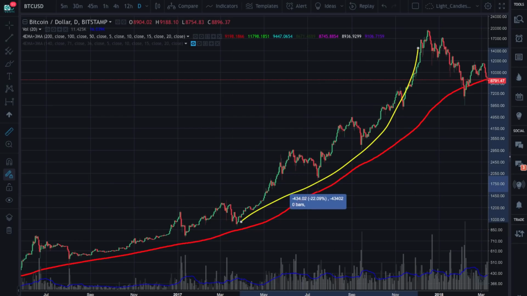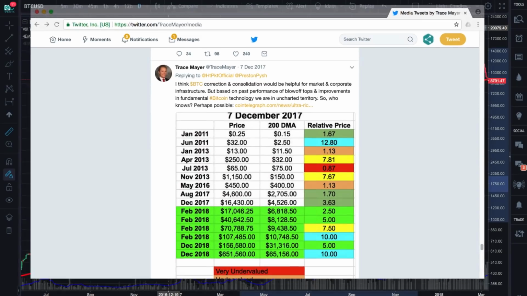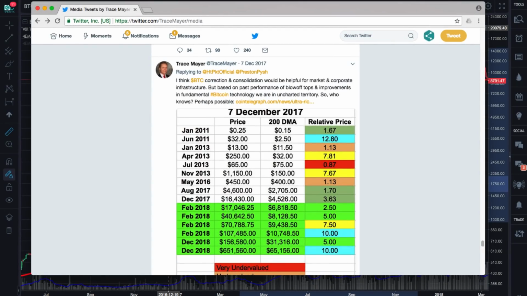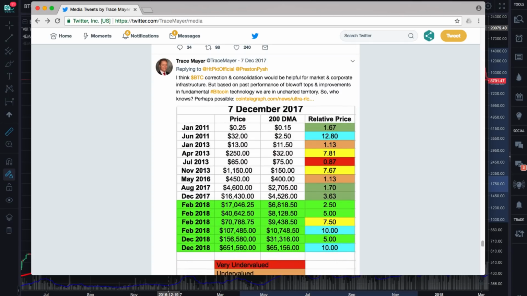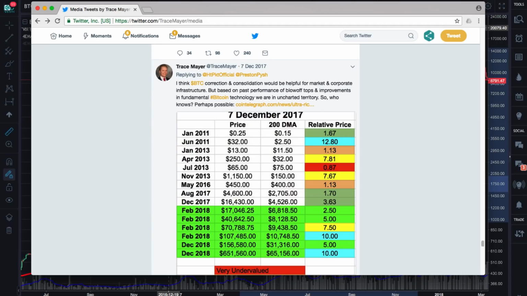Trace Mayer, who is a very big proponent of Bitcoin and a big investor, a very smart person who I would not argue with or anything, does rely on the 200-day moving average, but not from a trading perspective as much as using it as a guide, similarly to what I just showed you.